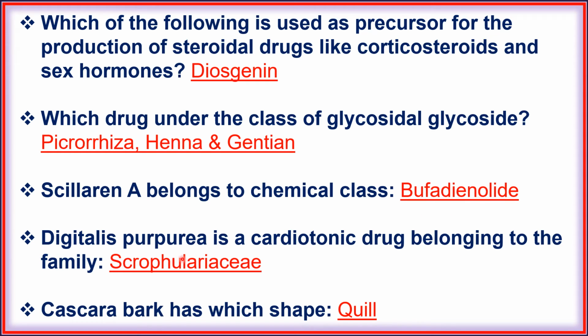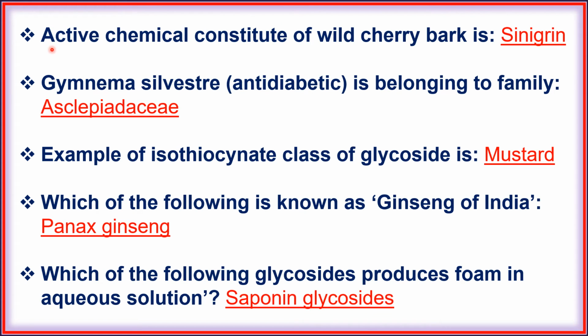Next, Digitalis purpurea is a cardiotonic drug belonging to the family Scrophulariaceae. Next, cascara bark has which shape, that is quill? Next, active chemical constituent of wild cherry bark is amygdalin. Next, Gymnema sylvestre, antidiabetic, belongs to the family Asclepiadaceae. Next, example of isothiocyanate class of glycoside is mustard.